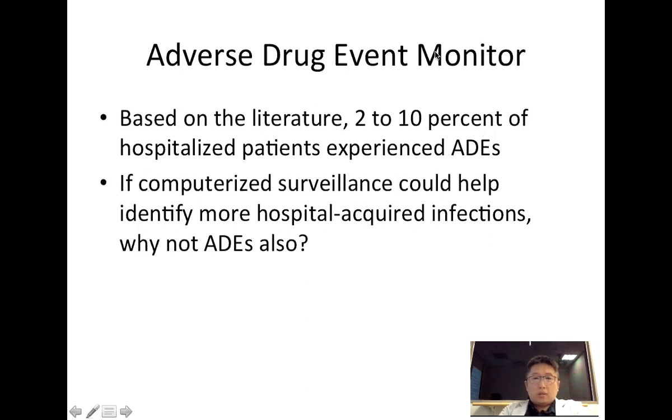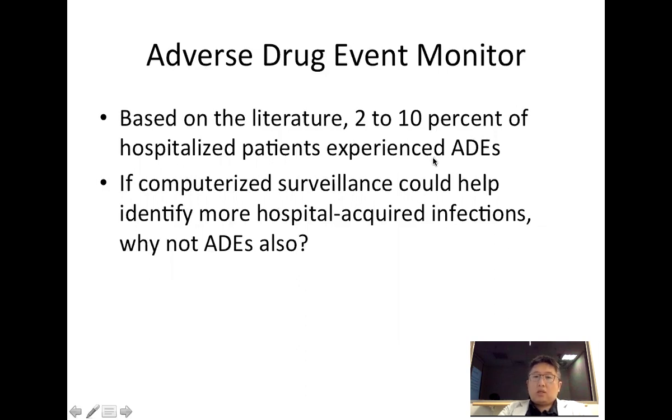And LDS, they are famous for creating an adverse drug event monitor. I remember they have an NEJM paper talking about the ADE here. So I have some more detail about this. The original idea is they wanted to capture adverse drug events because, based on the literature, 2 to 10% of hospitalized patients have an ADE.